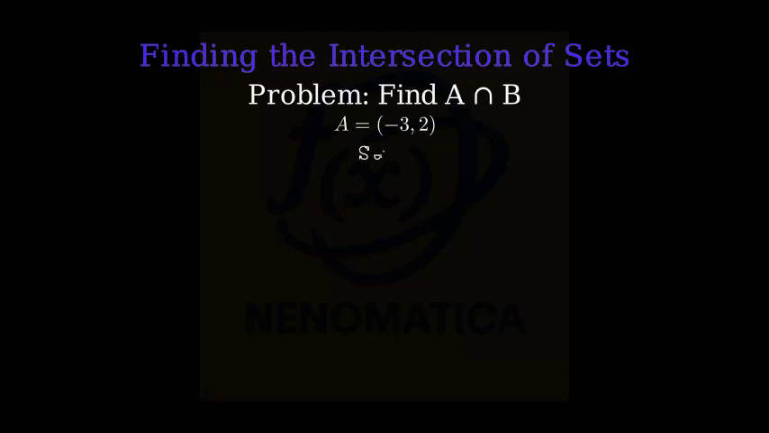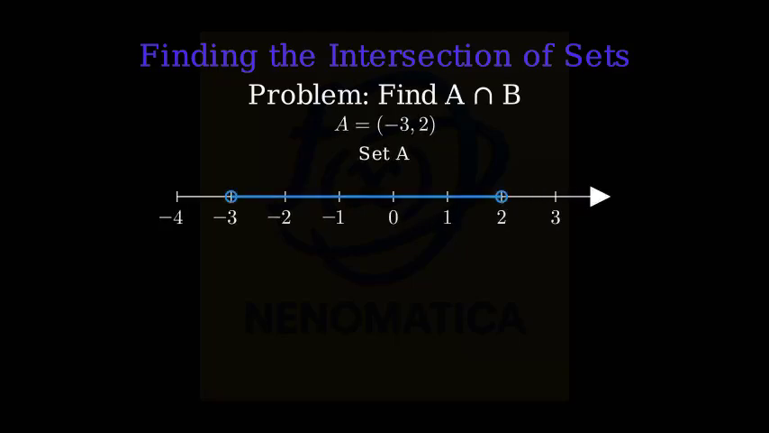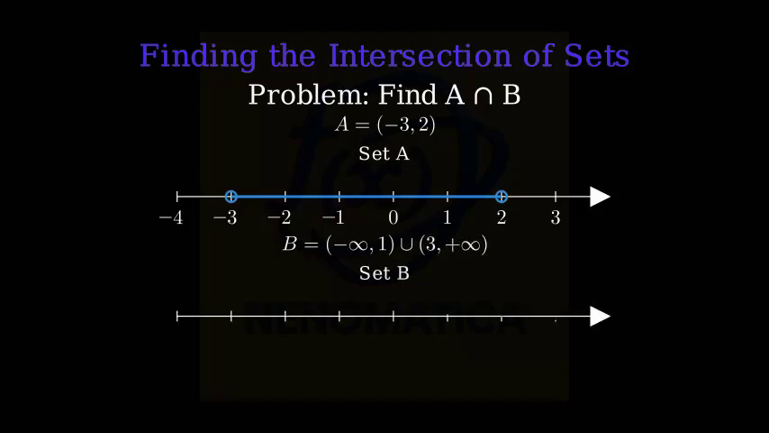Set A is the open interval from -3 to +2, written as A equals open parenthesis -3 comma 2 close parenthesis. Set B is the union of two open intervals from -infinity to 1 and from 3 to +infinity, written as B equals open parenthesis -infinity comma 1 close parenthesis union open parenthesis 3 comma +infinity close parenthesis.